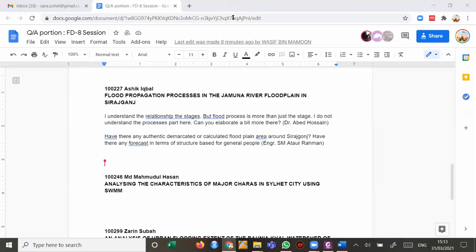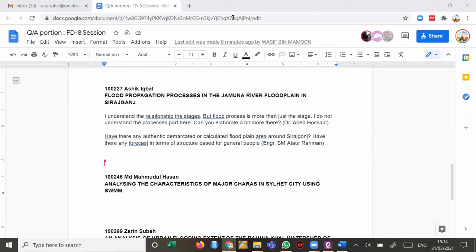Is there any authenticated, demarcated, calculated floodplain area around Sirajganj? Actually, the water level in Sirajganj crosses the danger level every year, but a few areas of Sirajganj are considered in the embankment for the Brahmaputra right embankment, so those areas do not get flooded every year, though in some years they do because of embankment failure. But there are a few areas that are not considered in the embankment. Those areas get flooded every year.